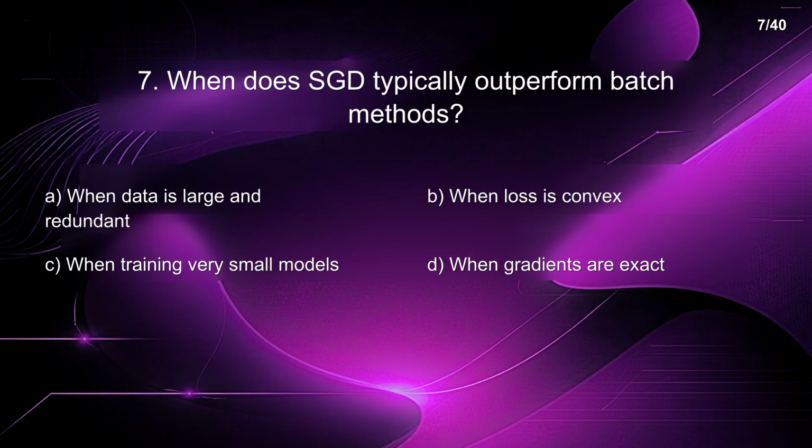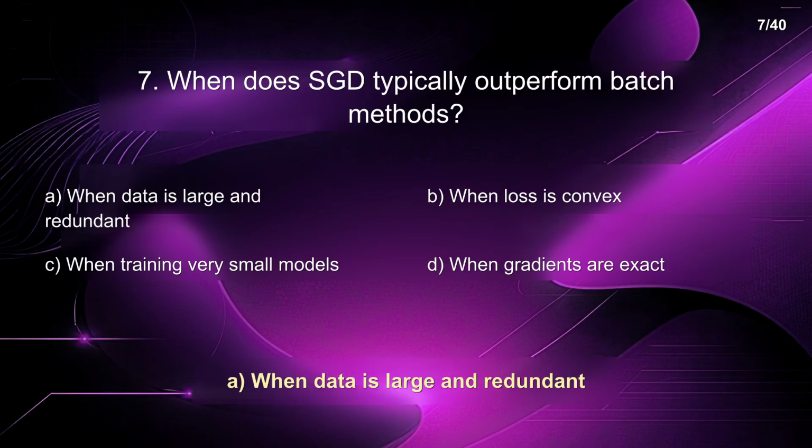Seventh question. When does SGD typically outperform batch methods? A. When data is large and redundant. B. When loss is convex. C. When training very small models. D. When gradients are exact. Correct answer is A. When data is large and redundant.